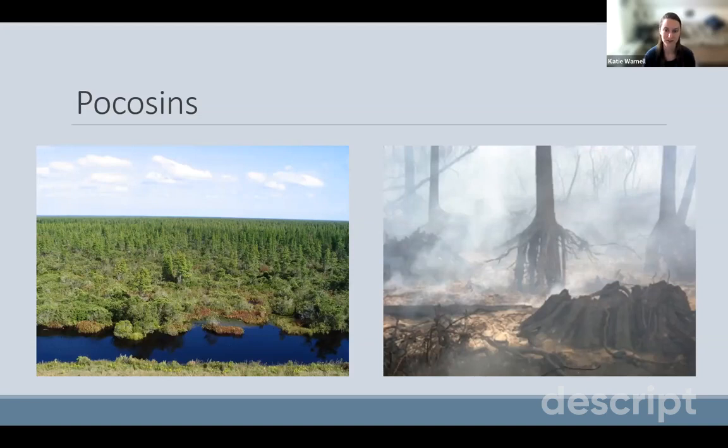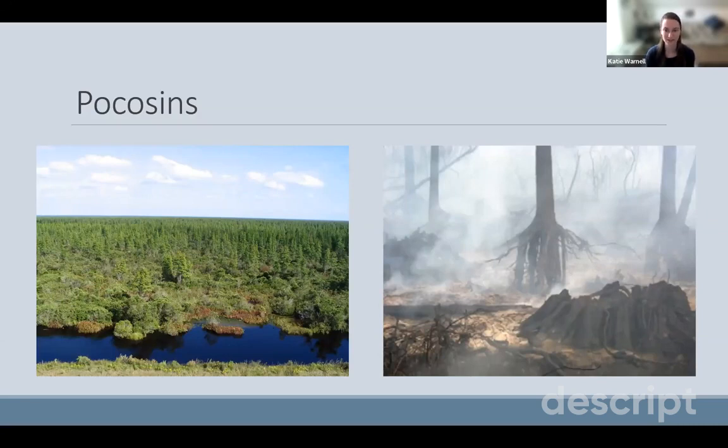And these drained pocosins are very vulnerable to fires, which release large amounts of carbon. As you can see on the right here, those tree roots going down several feet, that's all where peat and carbon was lost due to a fire. Pocosins were one of the specific natural working land types that were focused on during the creation of the Natural Working Lands Action Plan. And when we were trying to put maps together for those, we realized that the most recent statewide pocosin maps were from 1999.